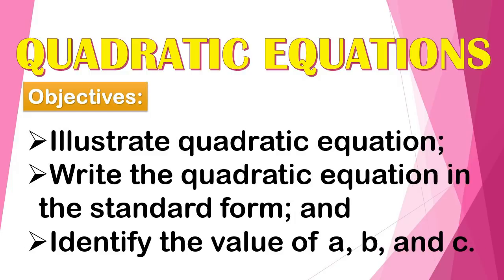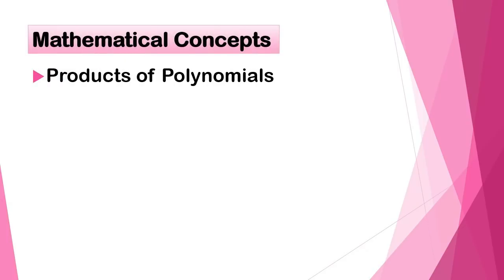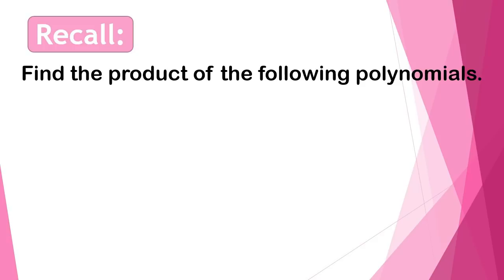But before we discuss our lesson for today, let's identify the mathematical concepts. First one is the product of polynomials. Second is the FOIL method, which is very applicable when we are multiplying a binomial to a binomial. Distributive property, and last one is the addition property of equality. So here are the mathematical concepts that we need to consider when we are multiplying quadratic equations. For you to understand the use of these mathematical concepts, let's find the product of the following polynomials.